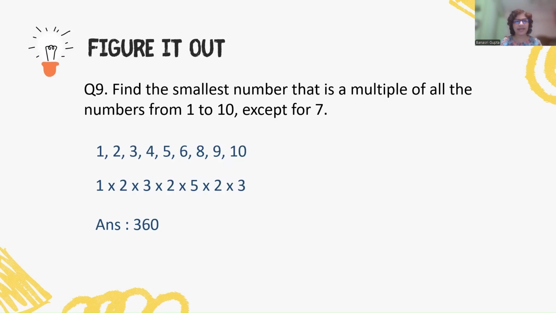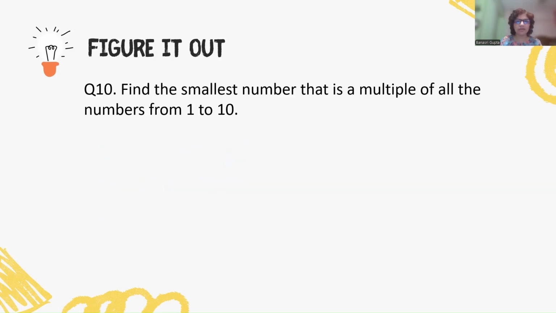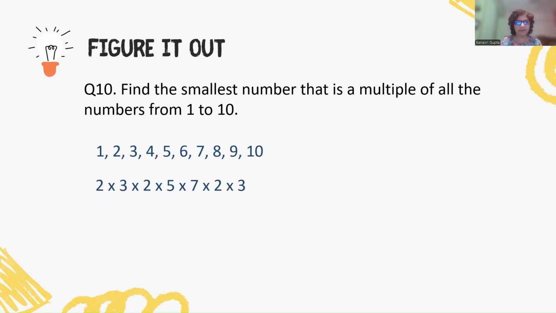The next problem is just an extension to the previous one. Find the smallest number that is a multiple of all the numbers from 1 to 10. So previously what we have done, that same number we have to multiply by 7. So we get the answer 360 into 7, that is 2520.